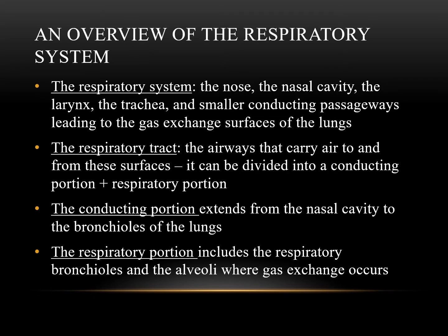The respiratory system includes the nose, the nasal cavity, the larynx, the trachea, and smaller conducting passageways leading to the gas exchange surfaces of the lungs. The respiratory tract includes airways that carry air to and from such cellular surfaces and can be divided into a conducting portion and a respiratory portion. The conducting portion extends from the nasal cavity to the bronchioles of the lungs. The respiratory portion includes the respiratory bronchioles and the alveoli where gas exchange occurs.